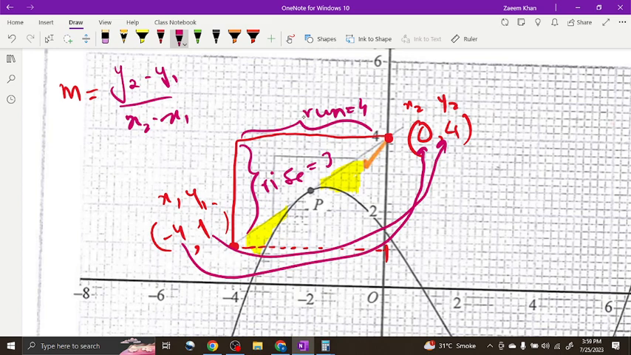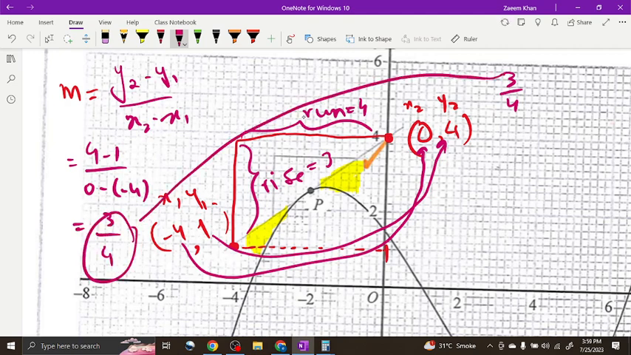I know my answer is going to be 3 over 4, but let's confirm that. y2 minus y1 is 4 minus 1. x2 minus x1 is 0 minus minus 4. 4 minus 1 is 3, and 0 minus minus 4 is 4. So we got the same answer as 3 by 4, which we did from the concept of rise over run.